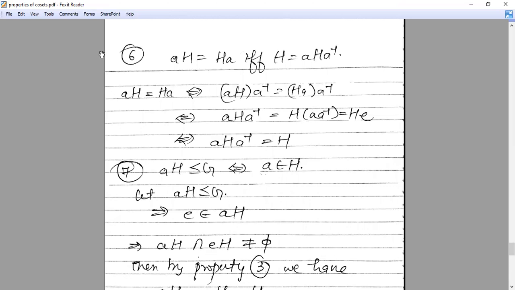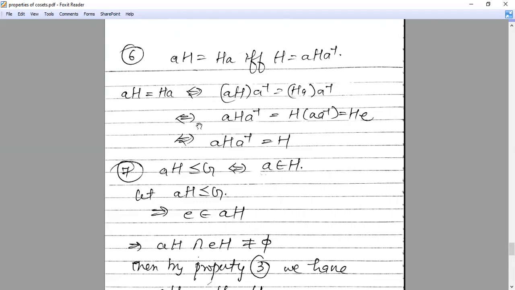Now this is property number 6. It says that HA is equal to AH. That means the left coset is equal to the right coset if and only if H is equal to AHA inverse. So AH is equal to HA if and only if, you just multiply A inverse from the right on both sides. So AHA inverse will be equal to HAA inverse.